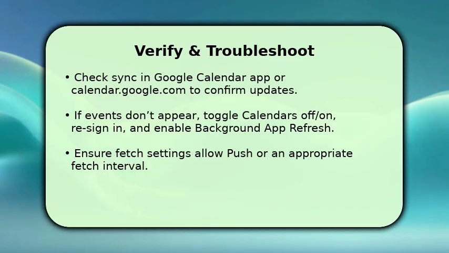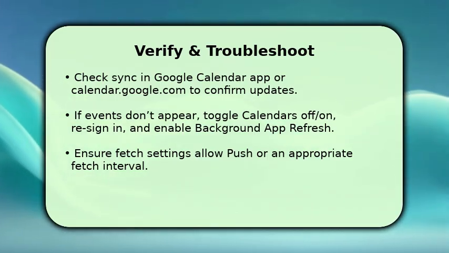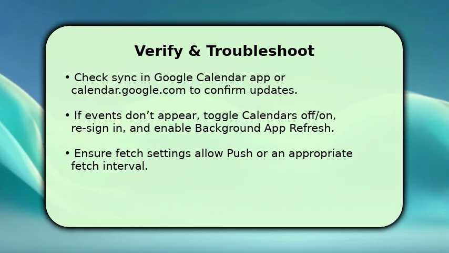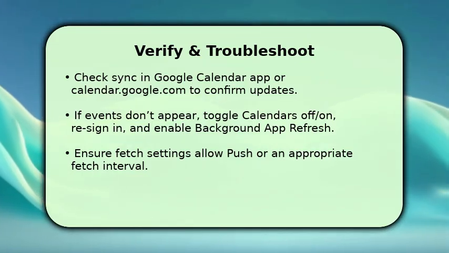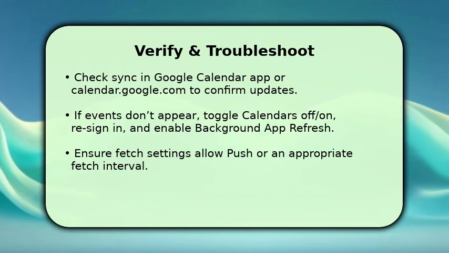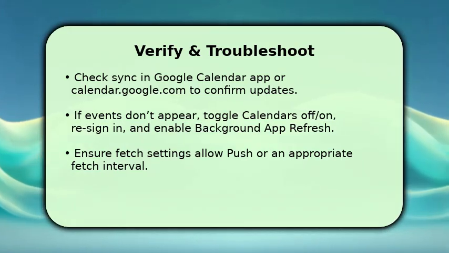Also make sure background app refresh is enabled and Settings, then Calendar, then Accounts uses push or a short fetch interval. If an event still won't move, edit and reassign its calendar. That forces a fresh write to Google.